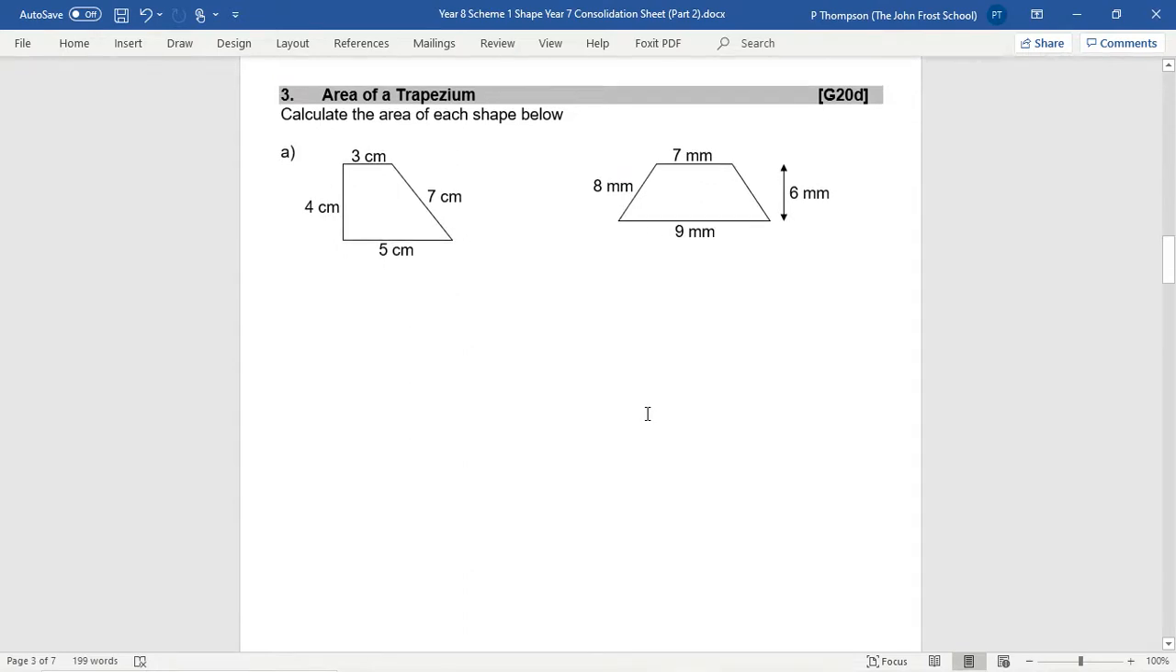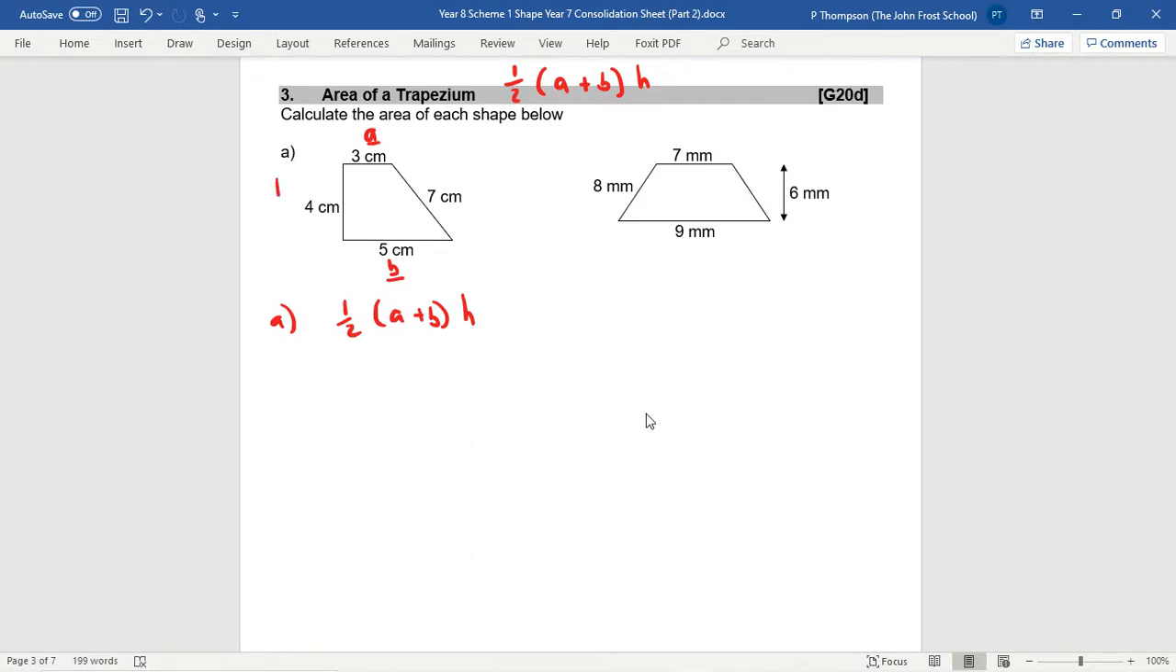Right, trapezium's area, the formula's a bit more complicated, remember. It's 1/2 times A add B times H. I'll explain all that now, okay? So question A, the formula, write that down. And remember now, A and B are the parallel sides. So this is going to be A, and that's going to be B. They're the two parallel sides. And H, again, is the vertical height.